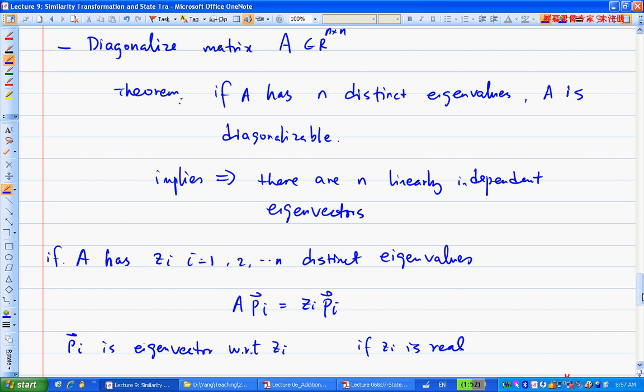How many times? 10 times? No. N times? No. See, A is n by n, and you have only n minus 1 eigenvalues. So that means there's one eigenvalue repeated twice. Right? So basically, you could have a situation where a certain eigenvalue repeats itself.